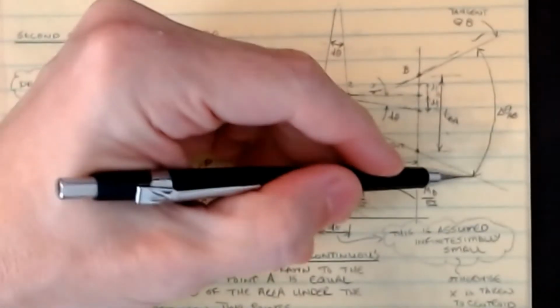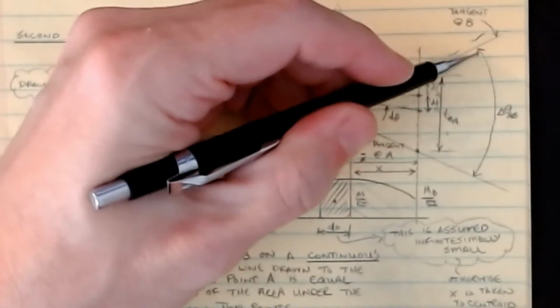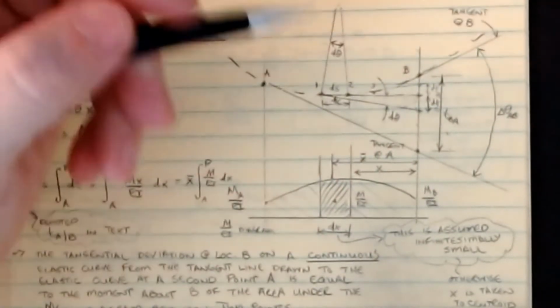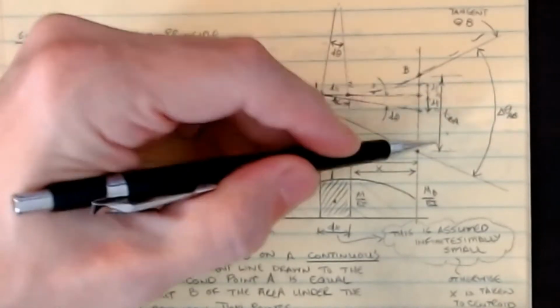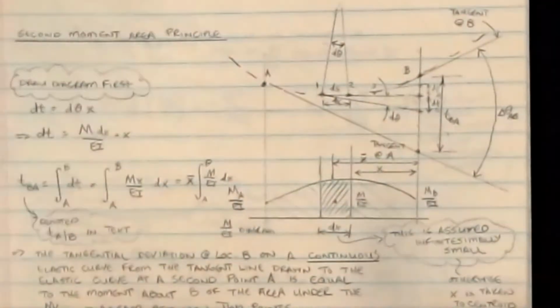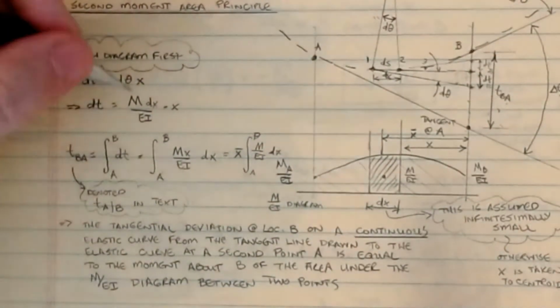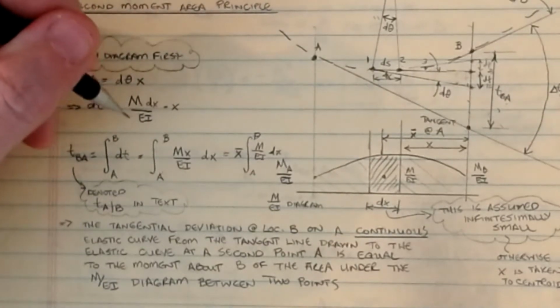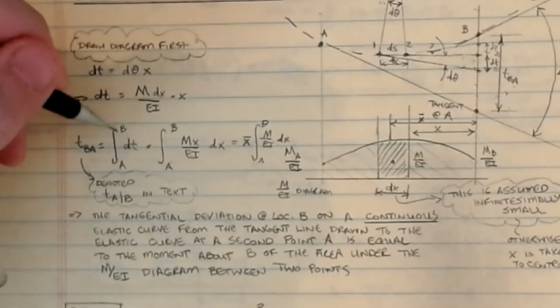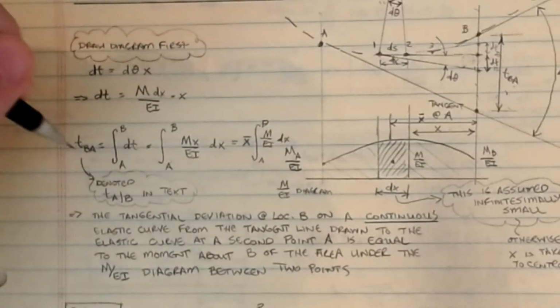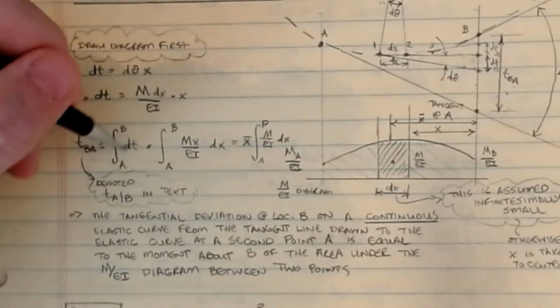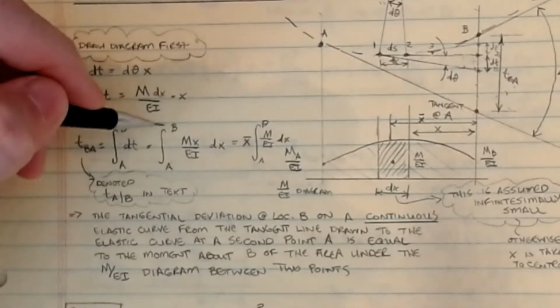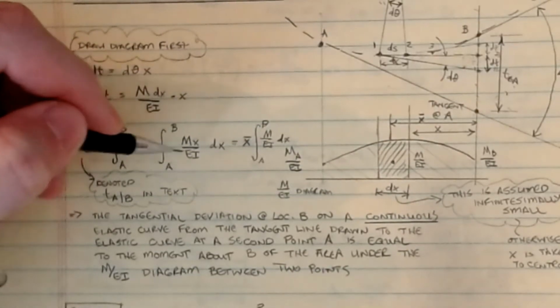Now we know that the angle between these 2 tangent lines we said was the change in theta between there. But it's this little idea that I can subdivide this guy into little pieces that becomes the power for the second method. All right, so if we say that dt is d theta times x, then dt is going to be M over EI dx. Okay, and then if I integrate between B and A, then I can calculate this tangential deviation at B with respect to A, and I'm going to integrate that with respect to dt. And so all of a sudden now we get BA, and that's going to be M times x over EI.